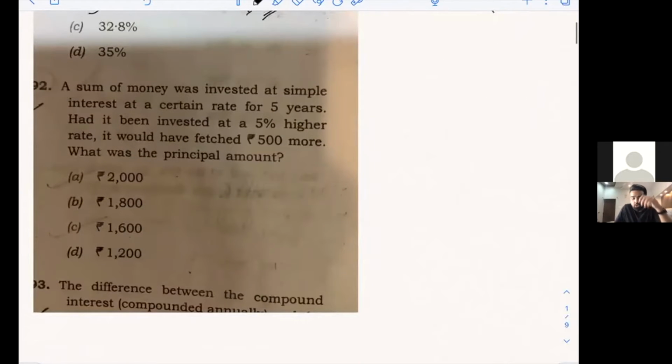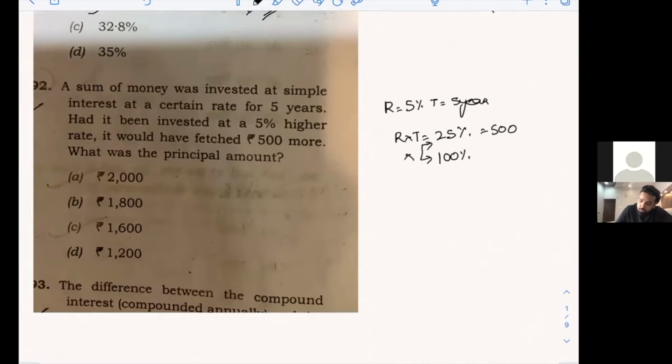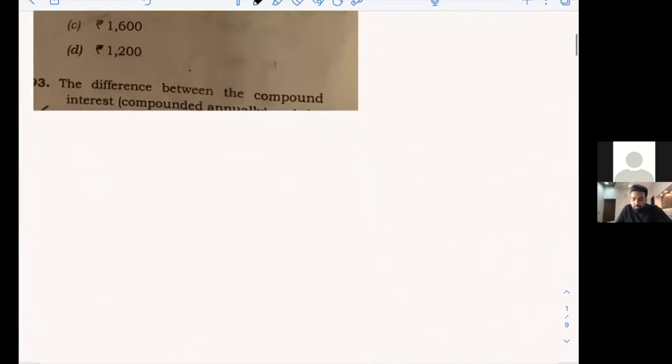Moving to the second question, a sum of money was invested at 5% simple interest for 5 years. Had it been invested at 5% higher, how much more is the rate of interest? 5%. And how much is the time? 5 years. So there are two things, R and T, and the change is 25%, it makes a difference of 500. The actual amount is always 100%, so to make 25% into 100, multiply by 4, and your answer is 2000. Right, this is just to show you that we took time, but if you're doing it orally, it will be even faster.